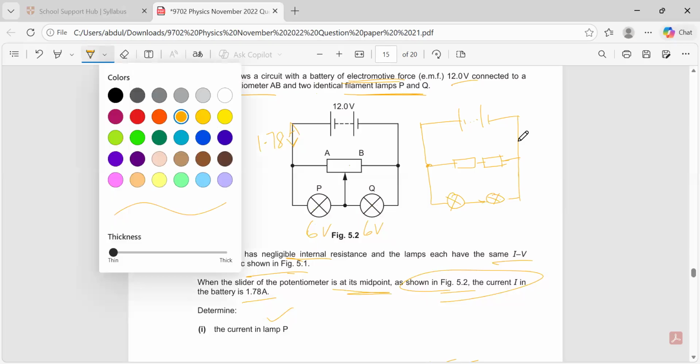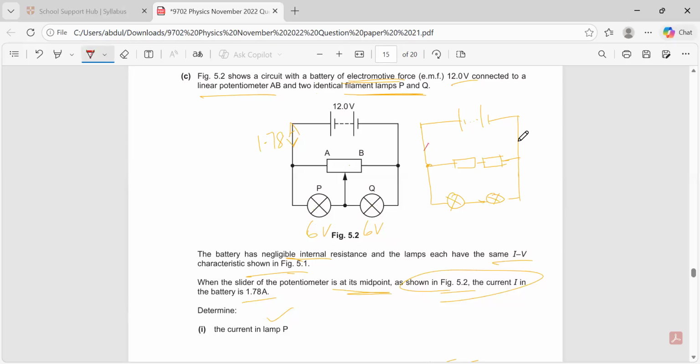Please be attentive here. See, this current is still 1.78 ampere. Here the current is 1.55. As this was connected at the midpoint, resistance is directly proportional to length, so these resistances will be equal. So easily we can calculate. What will be the current here? That current will be 1.78 minus 1.55, so this current will be 0.23 ampere.